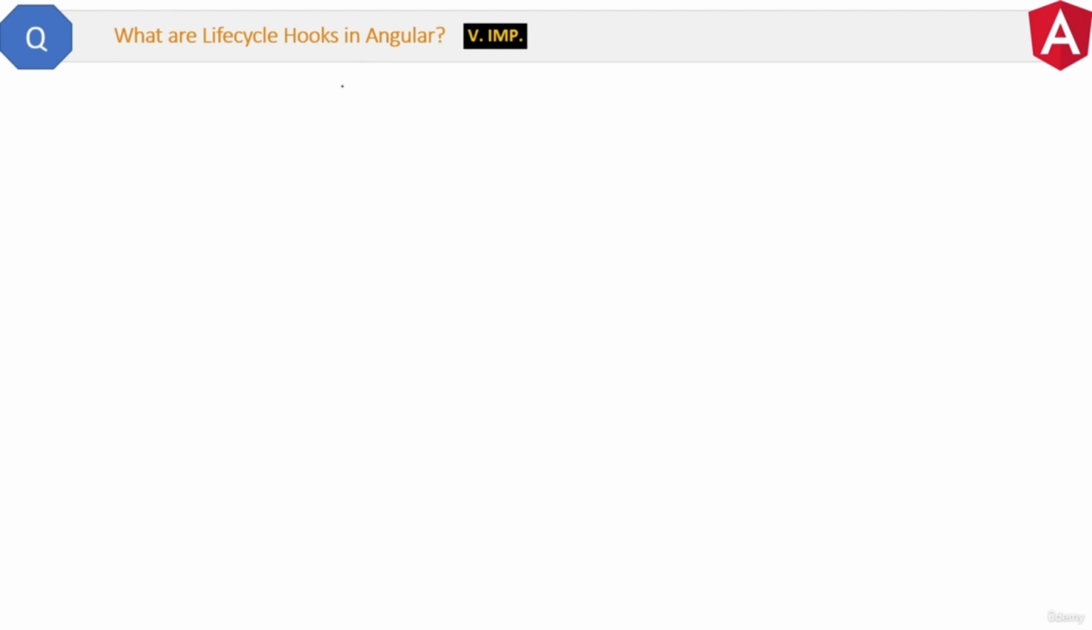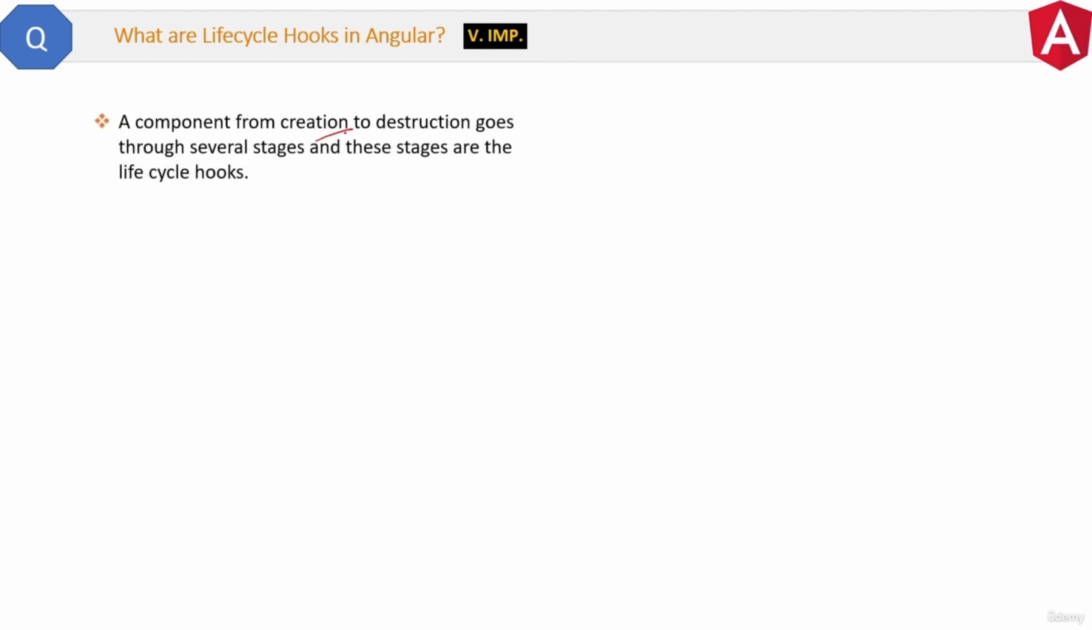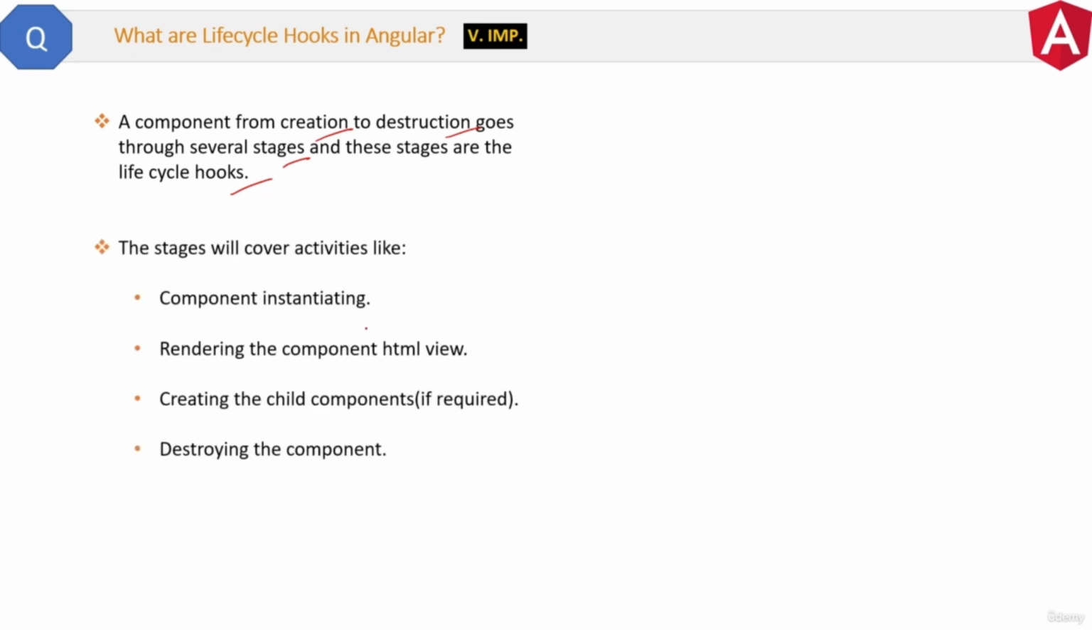Here is the question: what are lifecycle hooks in Angular? This question is very important and it is asked in many interviews. So what are lifecycle hooks basically? In simple English, a component from creation to destruction goes through several stages, and these stages are the lifecycle hooks. These stages will cover activities like component instantiating, rendering the component HTML view, creating the child components if required, and finally destroying the components.